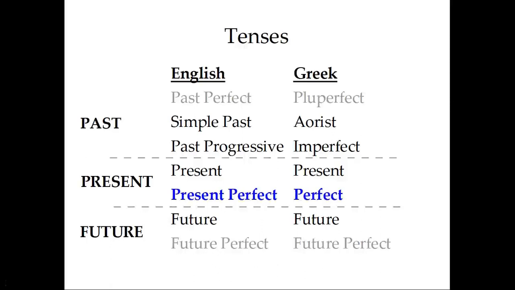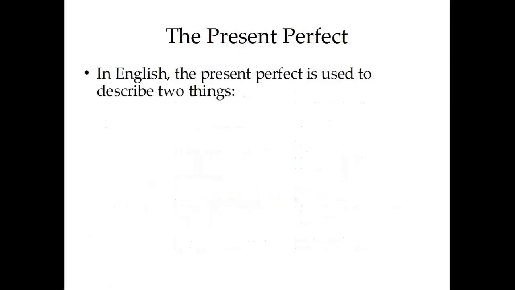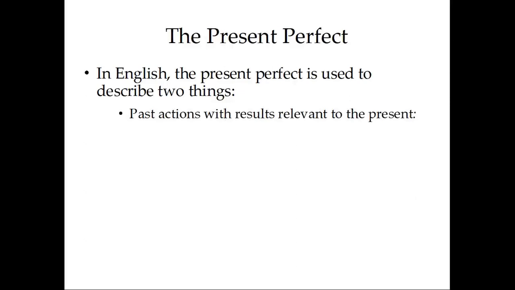We're going to look today at the present perfect, as it's known in English, and as it's known in Greek, the perfect. In English, the present perfect is used to describe two things. It has two primary uses. The first, past actions with results that are relevant to the present. For instance, I have gotten you a ticket, so now you can go. Or perhaps, so now you don't have to get a ticket yourself.